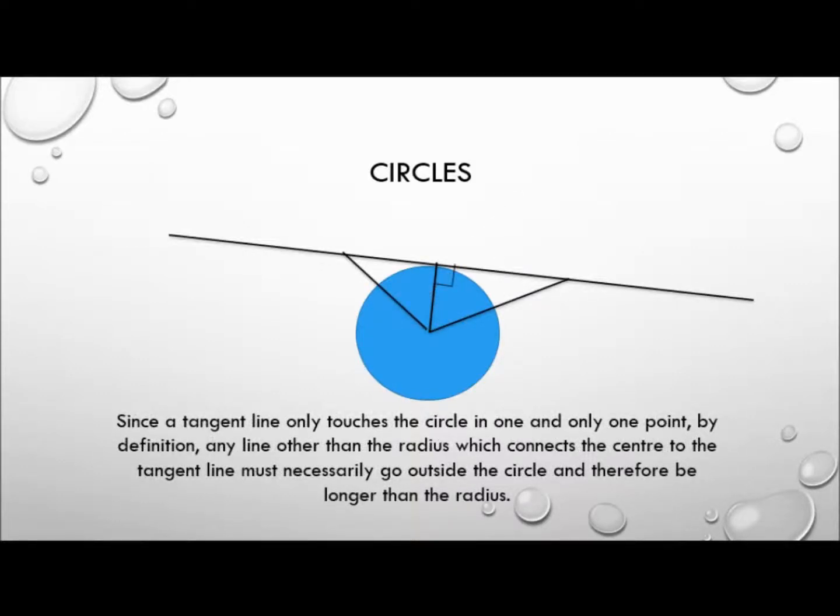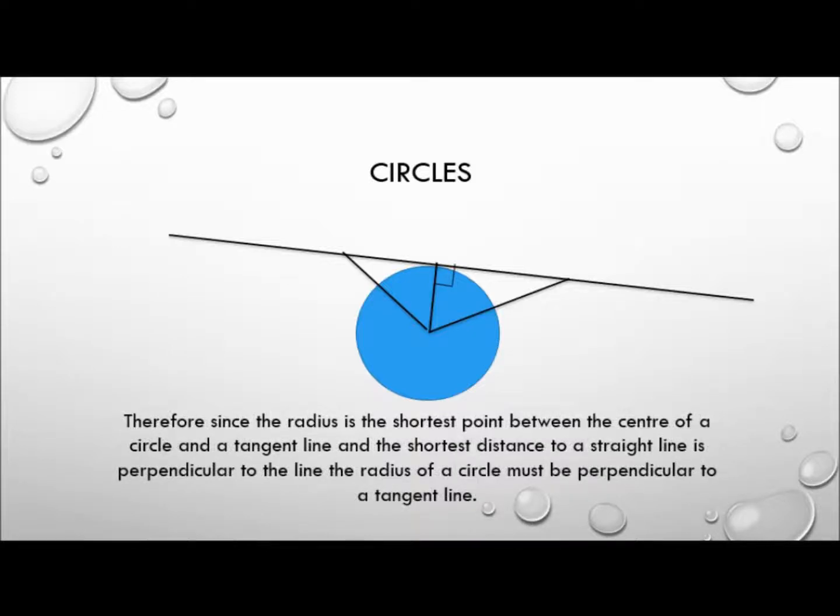Since a tangent line only touches the circle in one and only one point, by definition any line other than the radius, which connects the centre to the tangent line, must necessarily go outside the circle and therefore be longer than the radius. Therefore, since the radius is the shortest point between the centre of a circle and a tangent line, and the shortest distance to a straight line is perpendicular to the line, the radius of a circle must be perpendicular to a tangent line.